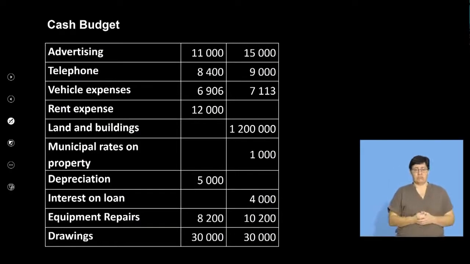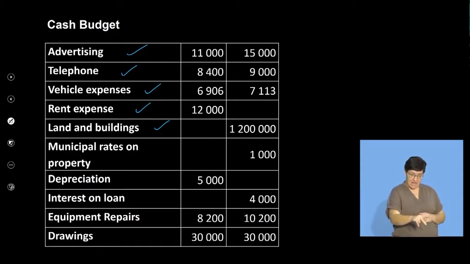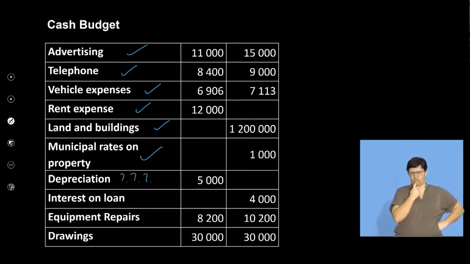Let's start off by saying advertising. Certainly an expense, so it will go into my cash budget. Telephone, another expense, will definitely go into my cash budget. Vehicle expenses, yes, will definitely go into my cash budget. Rent expense, land and buildings, obviously if I'm buying land and buildings, the purchase of the land and buildings will be recorded in my cash budget. Municipal rates, yes, definitely. Depreciation, let's talk about it. What is depreciation?